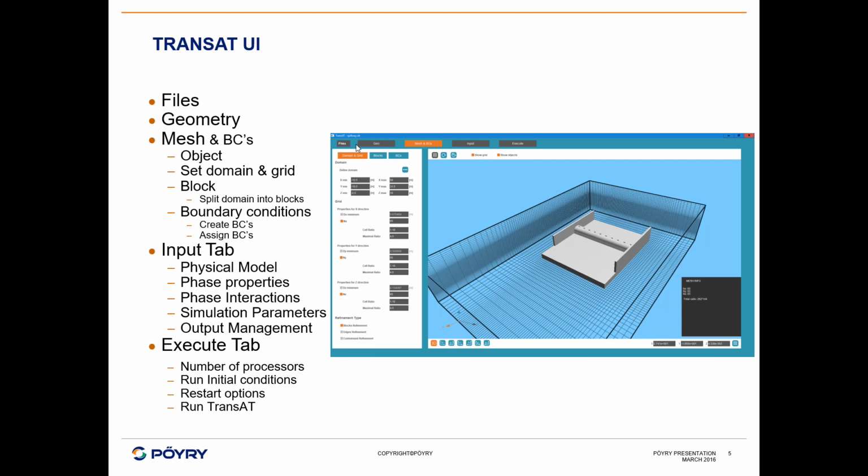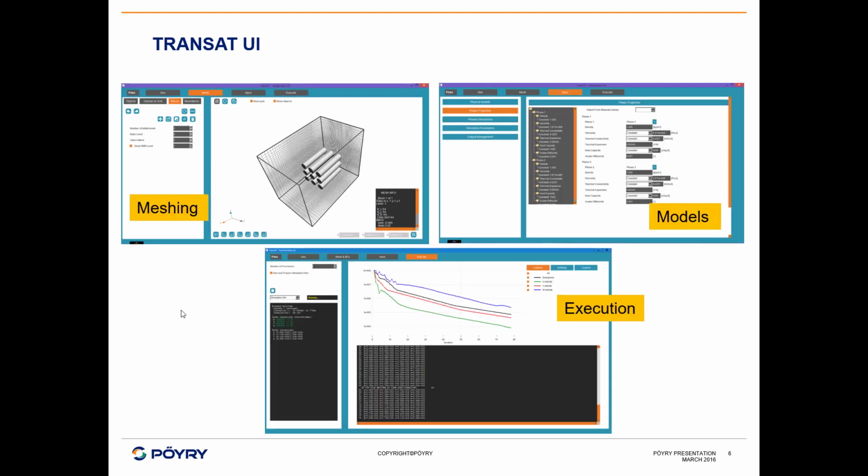The TransAT UI is simple and intuitive, well suited for either beginners to CFD, while still providing all of the advanced inputs for experts in CFD. Files provide for functions in saving and loading projects. The Geometry tab can create geometries or objects to put into the mesh. Mesh and BCs defines the basic domain. The domain is set up with the Mesh tab, and BCs are used to set up boundary conditions. The Input tab is used to control the models and other equations, and the Execute tab runs and controls the simulation.